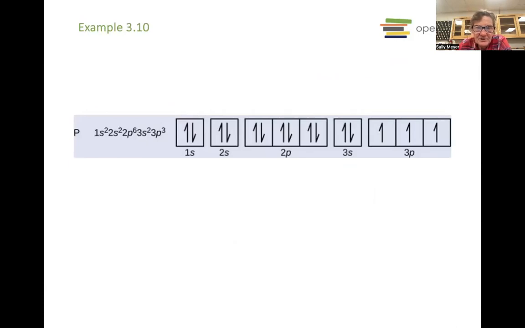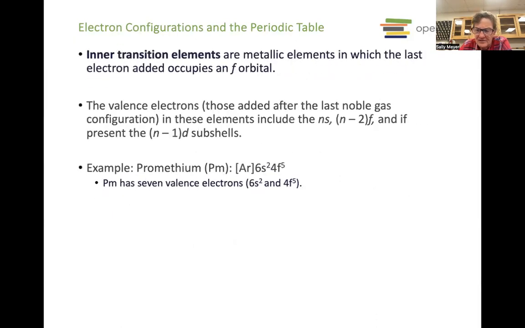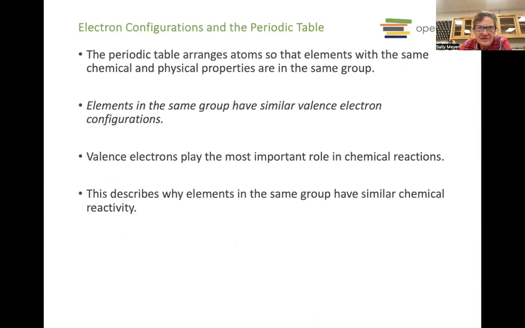That is just showing you the electron configuration for phosphorus. And this is where we're going to stop, I think. Yeah, I feel like this is a new section: electron configurations in the periodic table.